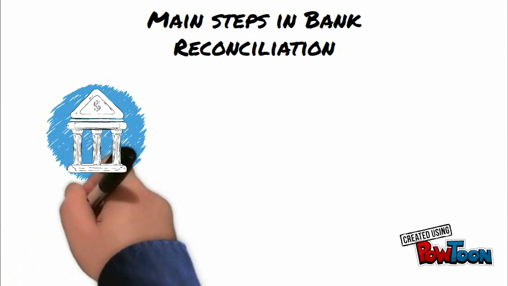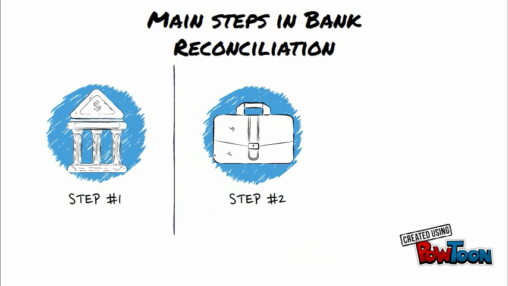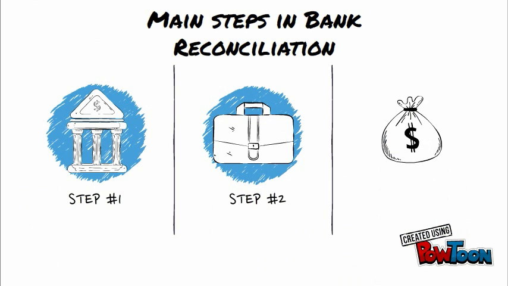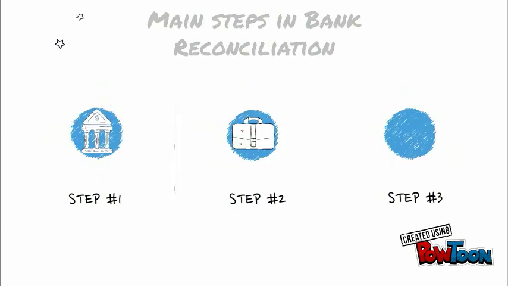So, to reiterate, Step 1 is reconcile the bank balance to the actual cash balance. Step 2 is to reconcile the company's book balance to the actual cash balance. And Step 3, adjust the company's book balance to the actual cash balance.